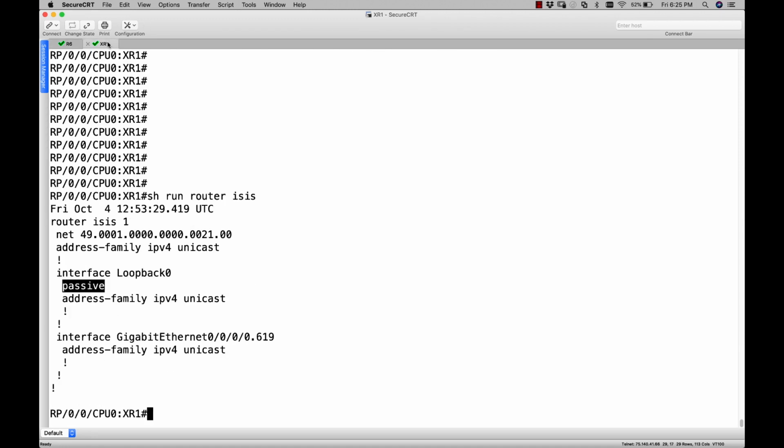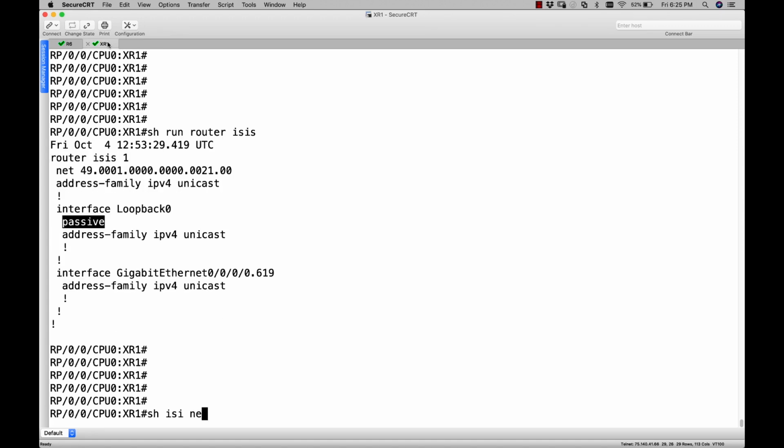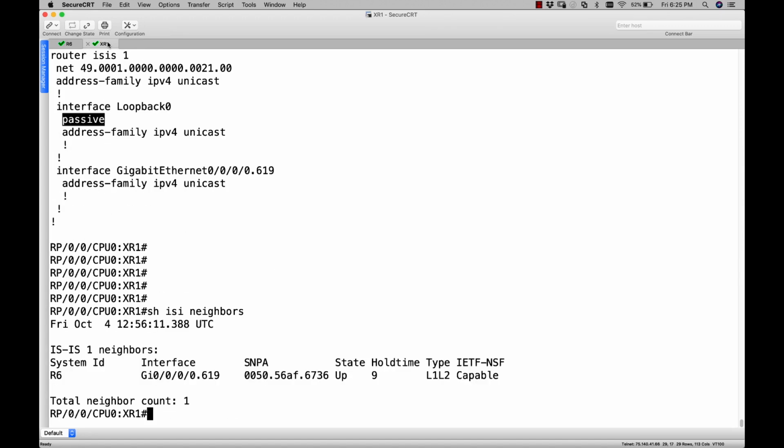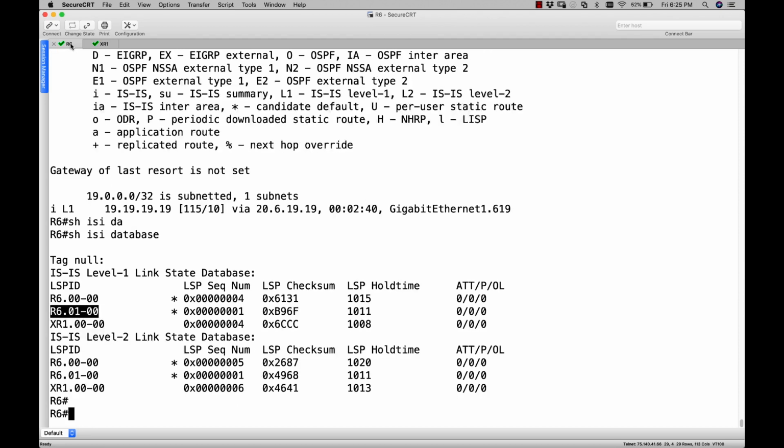Similarly here, if I go back to XR1 and do show ISIS neighbors, you can see that I see R6 as a neighbor. However, I don't see two separate entries. I would see here that my neighborship is an L1 neighborship also, and L2 neighborship also. So let me go back and change that.